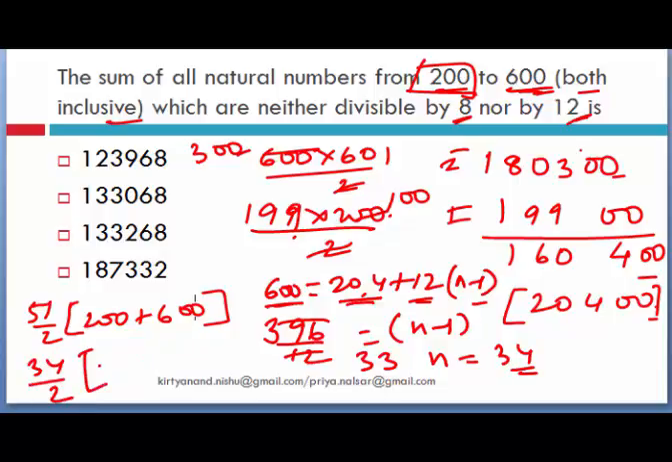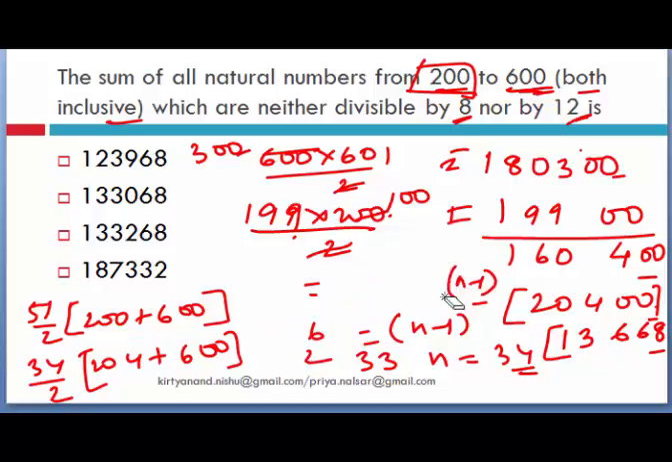Again I add up these two, 204 plus 600. Alright. And the sum which I will get will be equal to the sum of all the numbers which are divisible by 12 between 200 to 600, if you work it out properly. Okay.